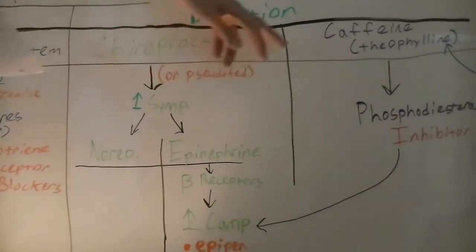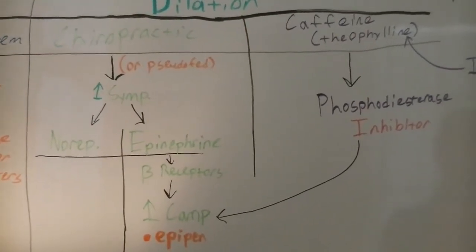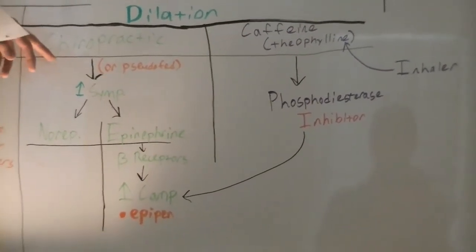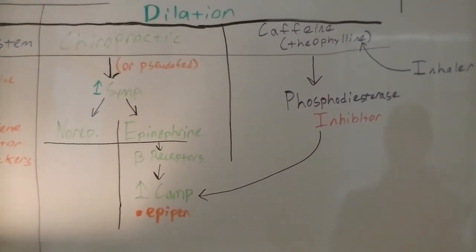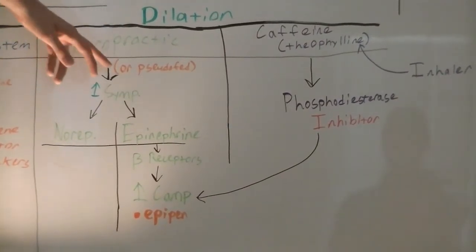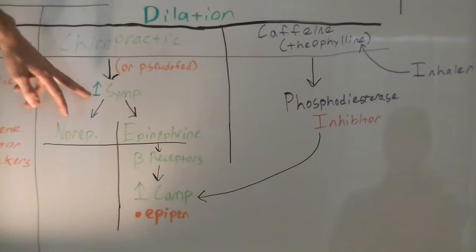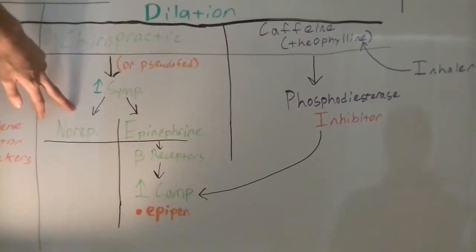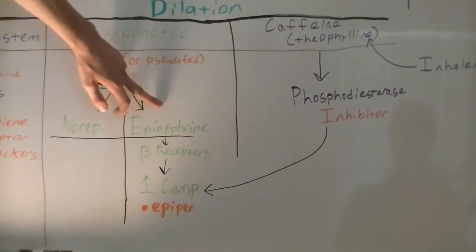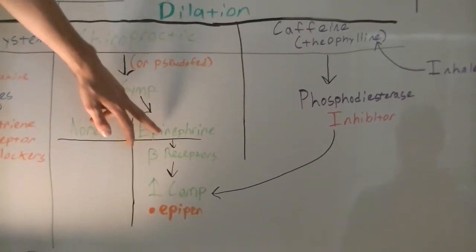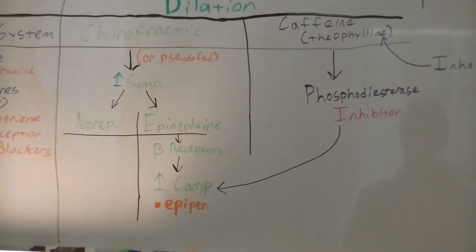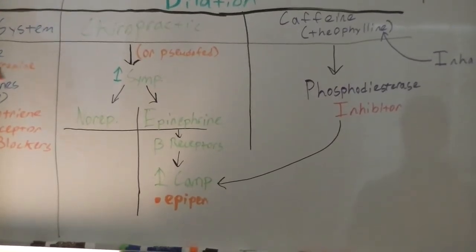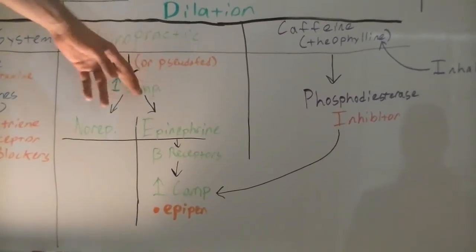Okay. Now we move on to dilation. Some things that can affect dilation would be chiropractic care or caffeine. With chiropractic care, you could also compare this to Sudafed if you want to look at it from a medical perspective. So with either chiropractic care or Sudafed, you're going to increase the sympathetics, and that's going to lead to a release of norepinephrine or epinephrine. With epinephrine, it's going to go to beta receptors, and you're going to have an increase in cyclic AMP.